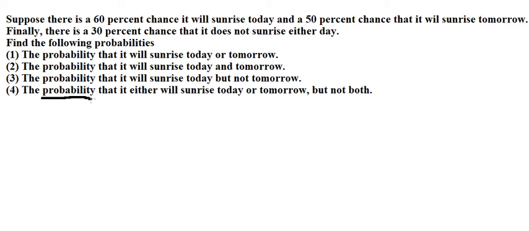So now I want to show you how to answer. Suppose there is a 60% chance it will sunrise today and a 50% chance that it will sunrise tomorrow. Finally, there is a 30% chance that it does not sunrise either day. So they want to find this probability.